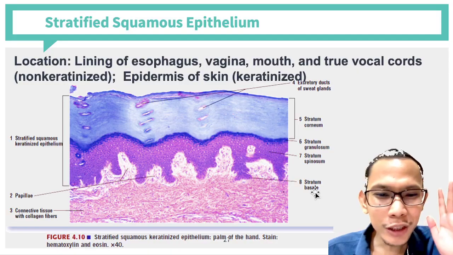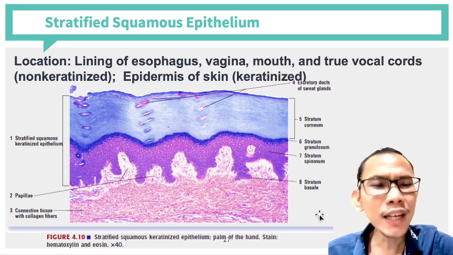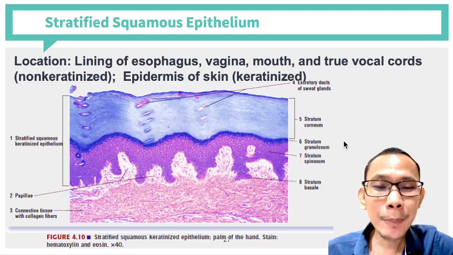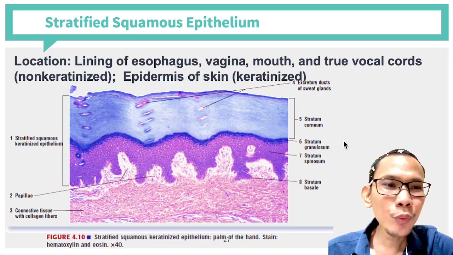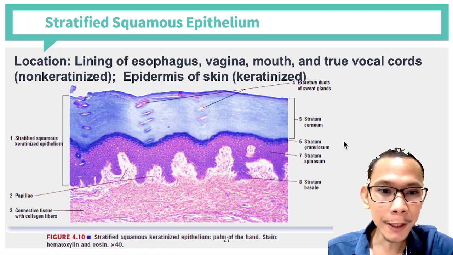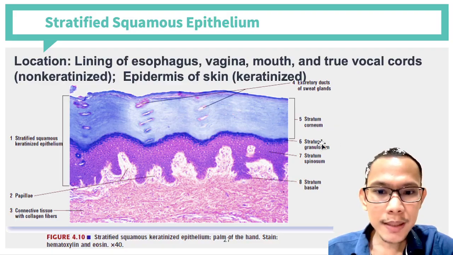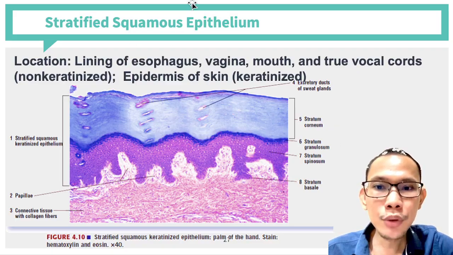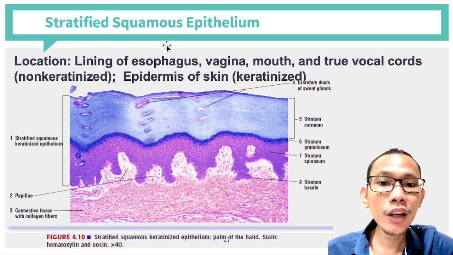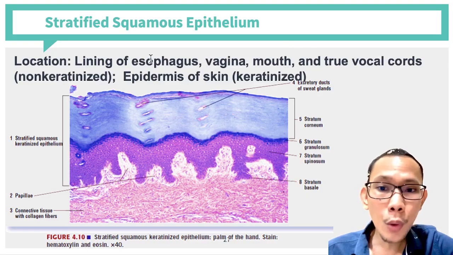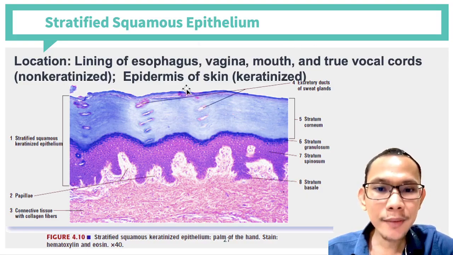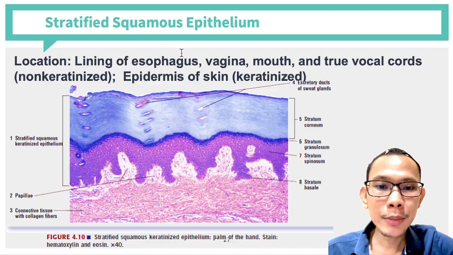Again, do not be overwhelmed. No need to memorize this one at this point because you are not yet in the integumentary system. I will discuss this when you reach your integumentary system. Okay? Do not worry. Again, at this point, just take note that your stratified squamous is located in the lining of your esophagus, vagina, mouth, through vocal cords. And again, also in your epidermis of the skin.